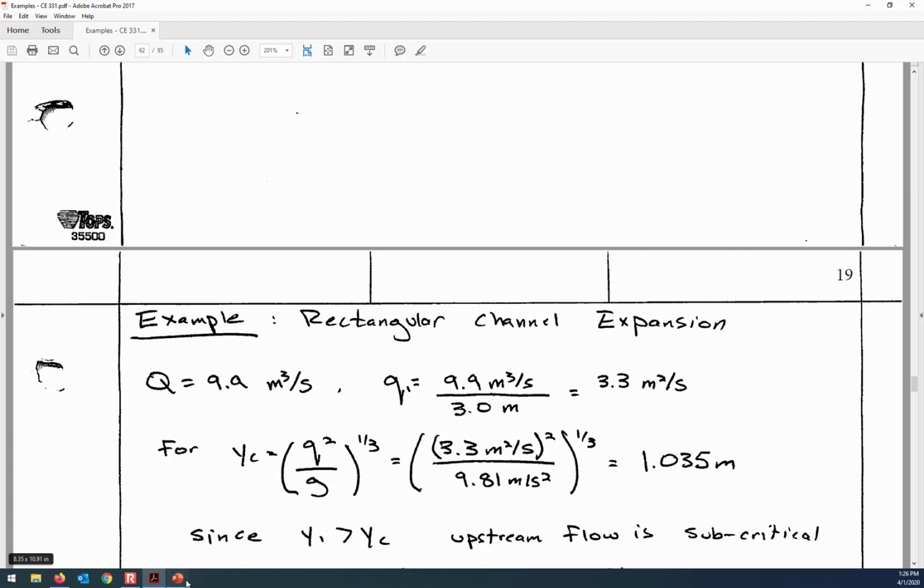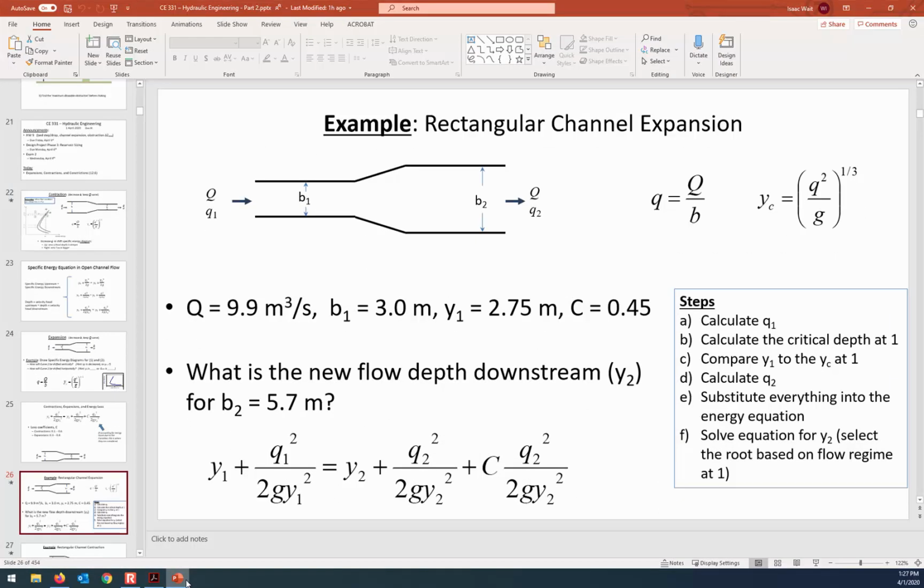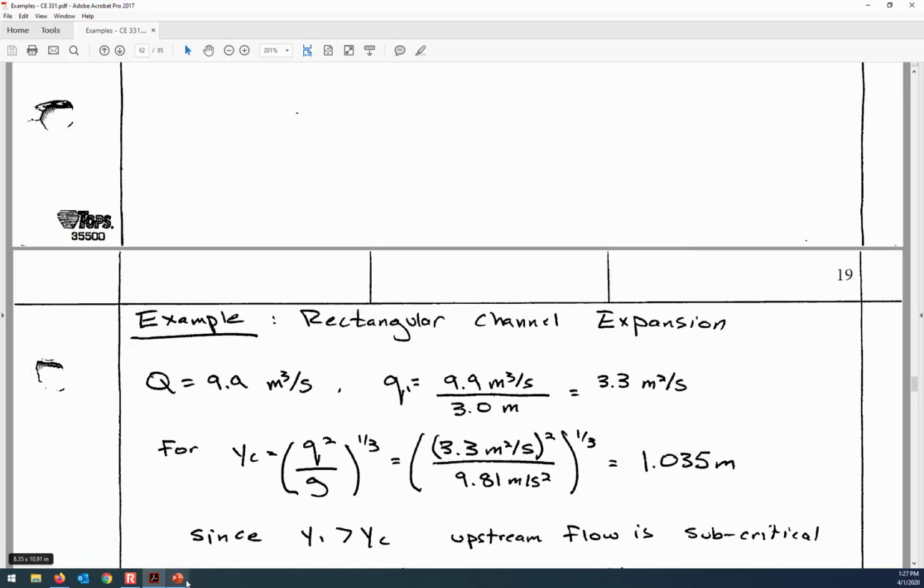And since the given flow depth that is described in the problem statement of 2.75 meters is greater than the critical depth, that means flow conditions are subcritical. So when we end up with 3 roots, we're going to pick the root that is the largest, because that would be the subcritical root that we're looking for.